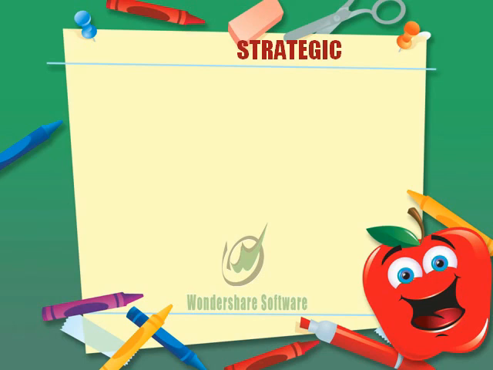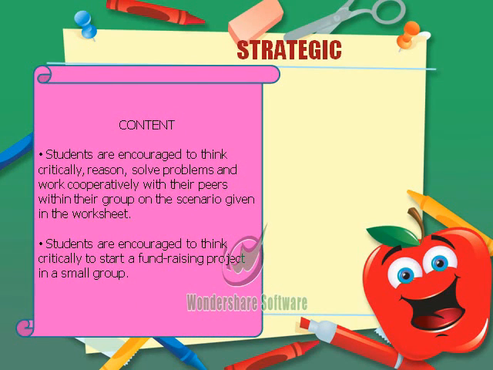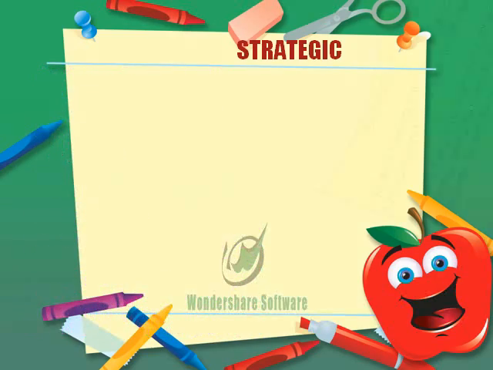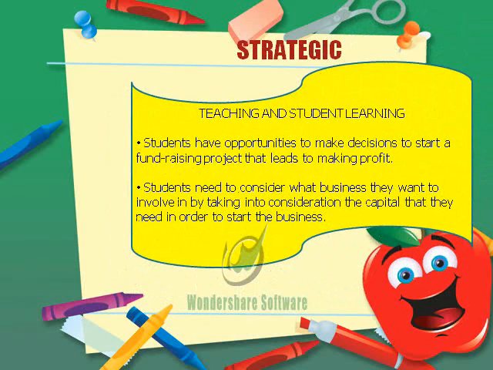Under the strategic dimension, students are encouraged to think critically, reason, solve problems, and work cooperatively with their peers within their group on the scenario given in the worksheet. Students are encouraged to think critically to start a fundraising project in a small group. The teaching and student learning: students have opportunities to make decisions to start a fundraising project that leads to making profit.